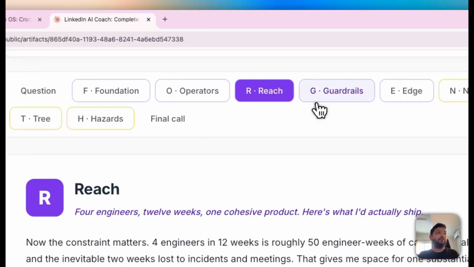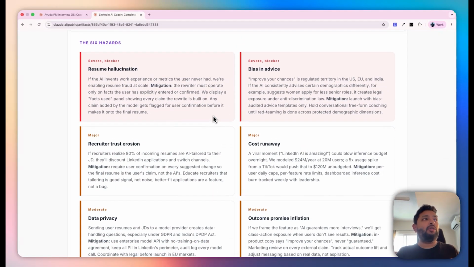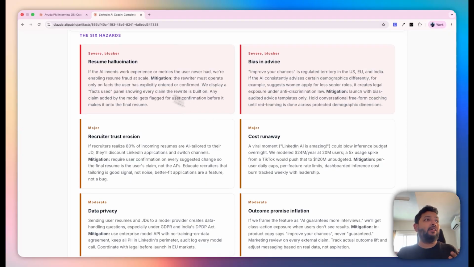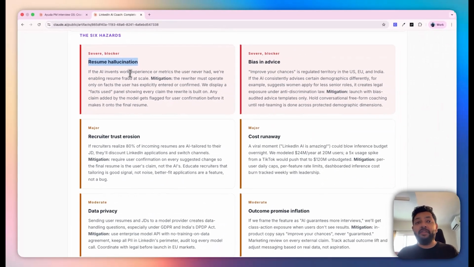For our LinkedIn example, the guardrails are very simple. So here we've talked about 6 guardrails instead. We've talked about resume hallucination, which is basically that AI should not invent metrics. It should not randomly invent some metrics that are not there. It sees your resume and randomly asks you a question like, hey, when did you increase active users at Samsung, whereas you've never worked at Samsung. So that is one thing.